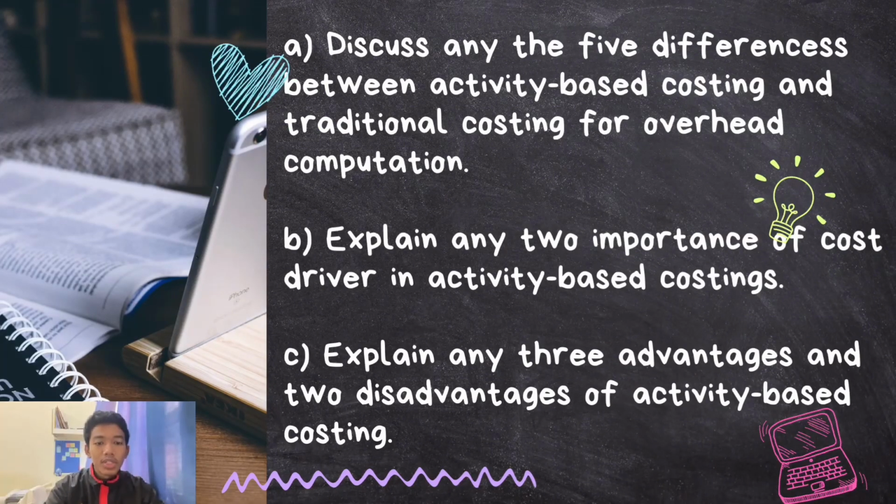So for the first question is discuss the 5 differences between activity-based costing and traditional costing for overhead computation. For B is explain any 2 importance of cost driver in activity-based costing, and the last part is explain any 3 advantages and 2 disadvantages of activity-based costing. So for the next part, I would like to pass to my group members to discuss the next question.